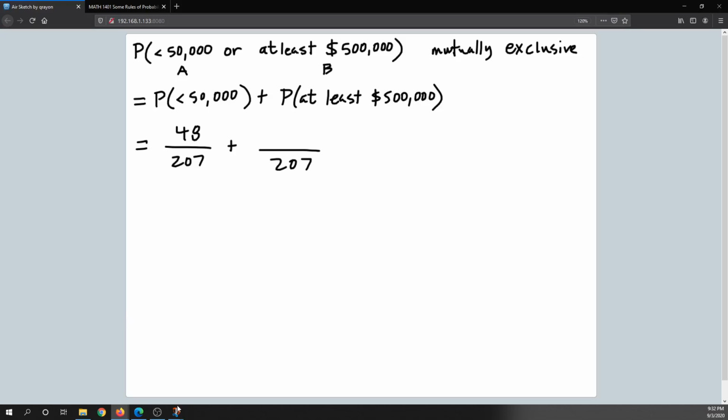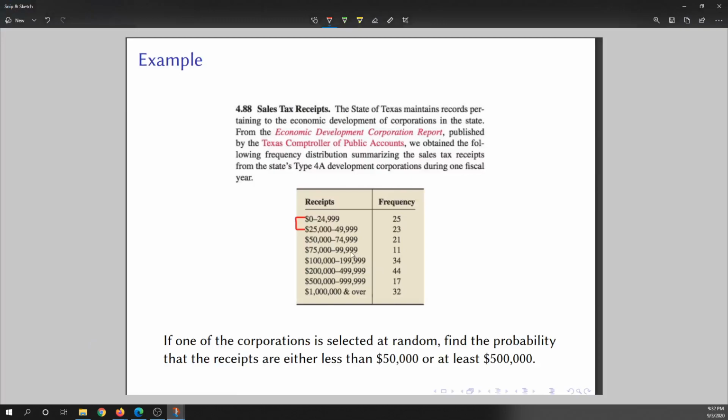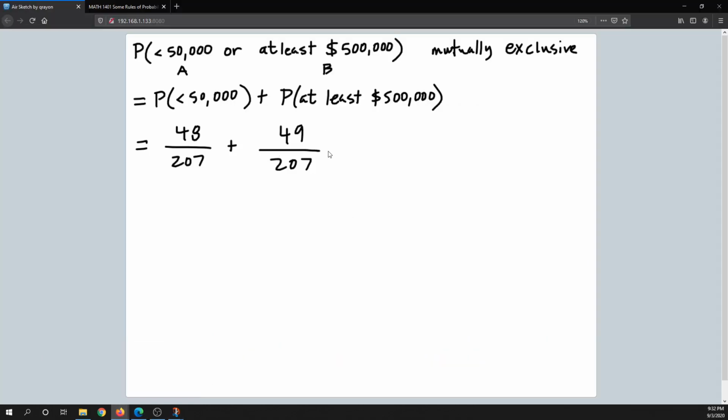Okay. Next up is at least 500,000. So that would be at least 500,000, right? So 500,000 or more, that starts right here, down here. And you can see, right, with these two events, there's no overlap, kind of how there was before. So on the top number for the probability, I'd have 49 there, right, if I add 17 plus 32. So that would give me a 49.